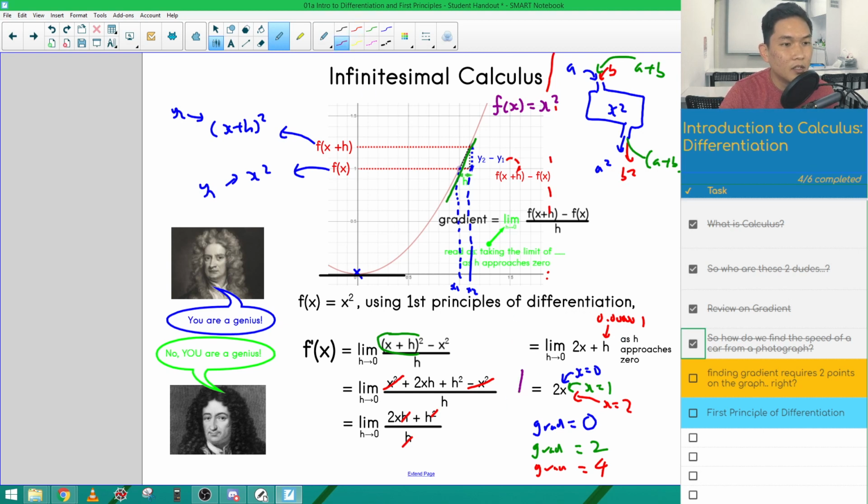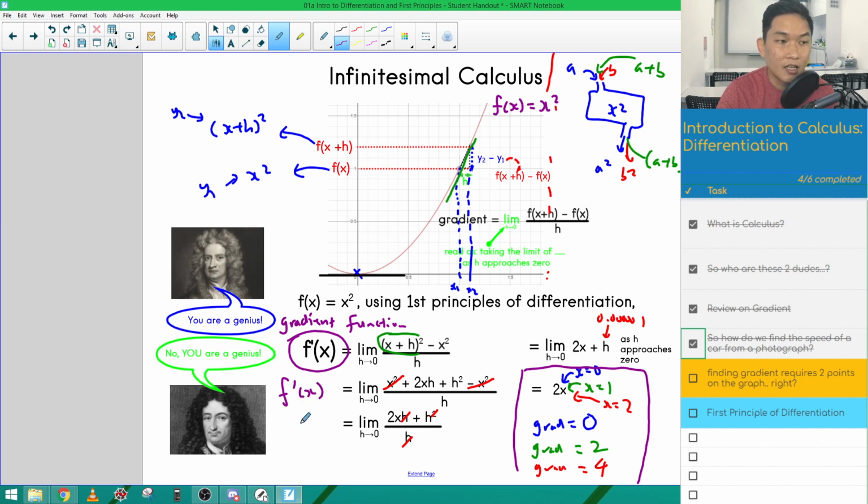And this looks kind of like a function, isn't it? If you think about it, you substitute values in, and you get outputs. And the output is a gradient. So this thing over here is what we call a gradient function. Can you see that it's not f of x? f of x was our original function. Our gradient function is called f with apostrophe x, and we read this as f prime of x. So f prime of x is the gradient function for f of x.